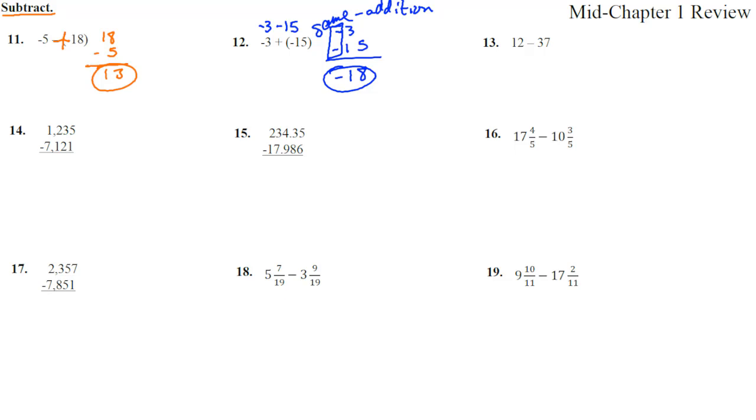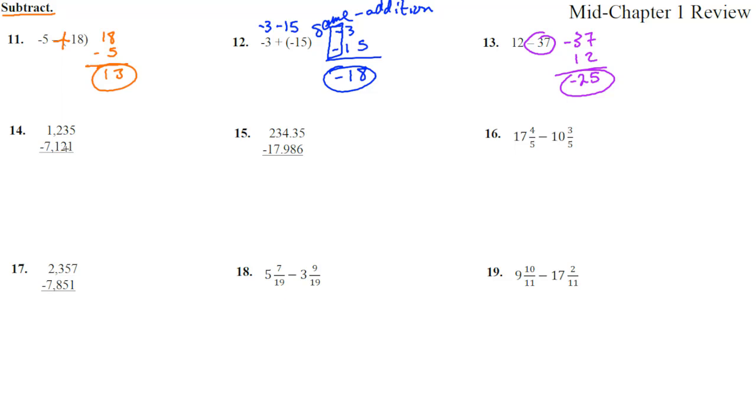Number 13. 12 minus 37 is a positive 12 and a -37, meaning this is a subtraction problem. We write it with the strongest one on top. So that's -37 and a positive 12. So now we can do the subtraction. 7 minus 2 is 5. 3 minus 1 is 2. And the strongest one, which is the 37, its sign wins. So -25 is the answer. Good. Number 14.